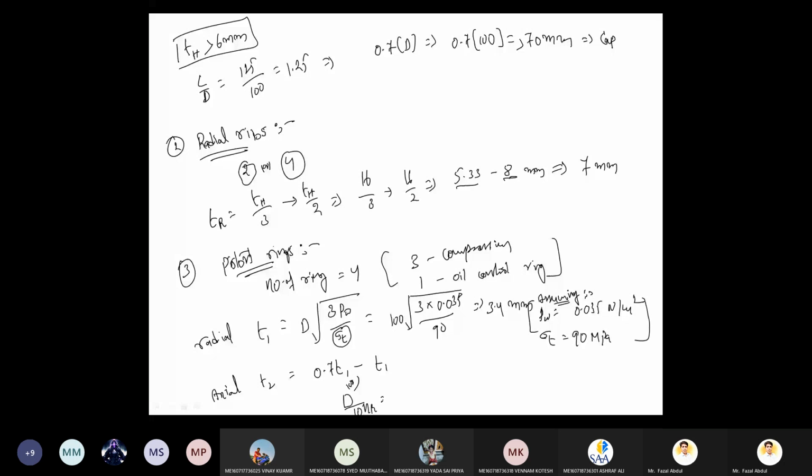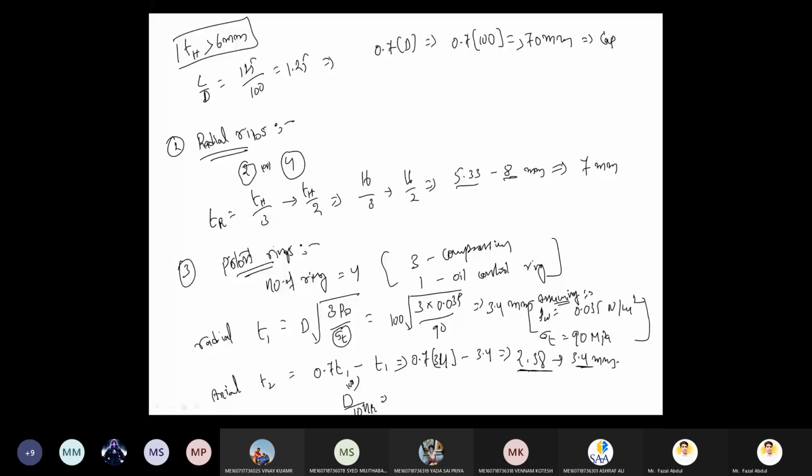T1, how much did I get? 3.4. Okay, now what is the answer? 0.7 into 3.4 is 2.38, so the range is 2.38 to 3.4 mm. Based on this range, the middle value I'm taking as 3 mm.